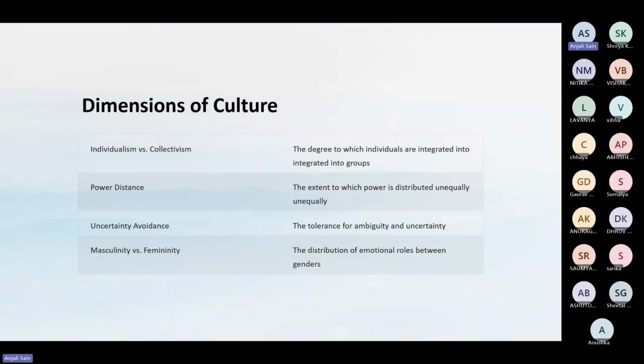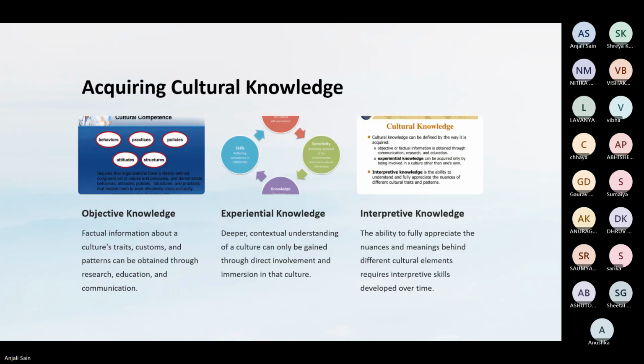There are various dimensions to the culture. First is individualism and collectivism. This we have already discussed, the degree to which individuals are integrated into groups. Power distance, the extent to which power is distributed unequally. Uncertainty avoidance, tolerance for ambiguity and uncertainty. Masculinity and femininity, distribution of emotional roles between the genders.